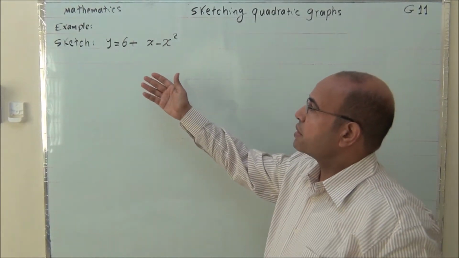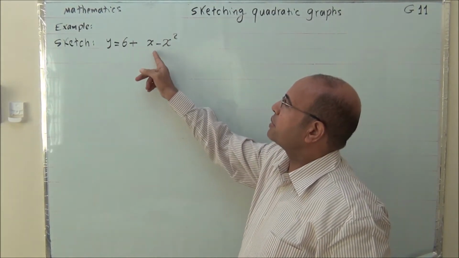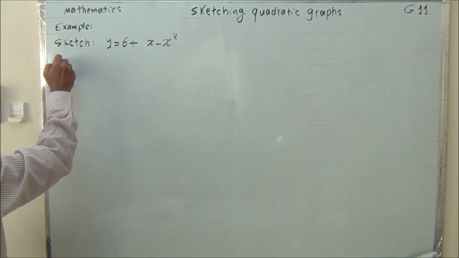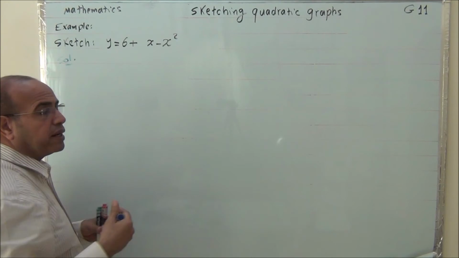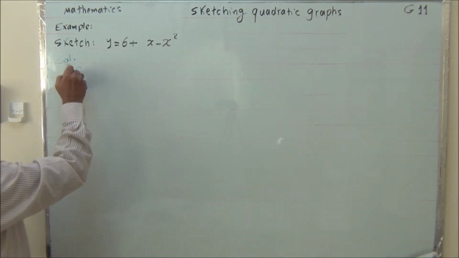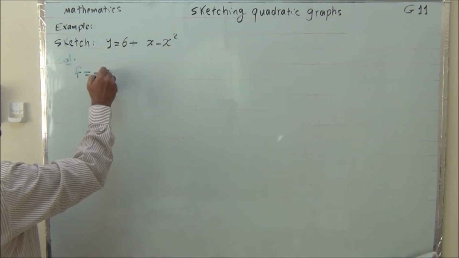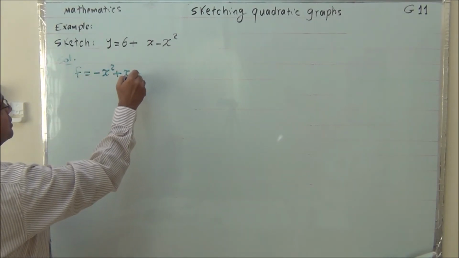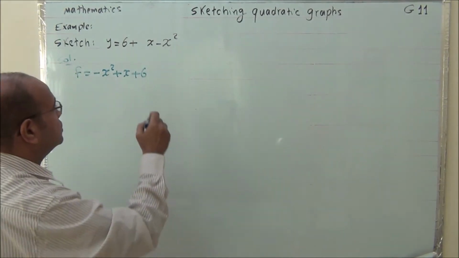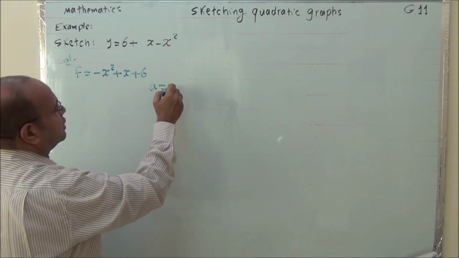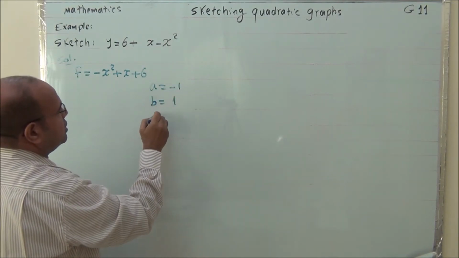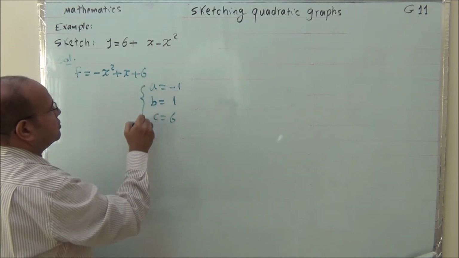Let us see another example. Sketch y equals 6 plus x minus x squared. The solution starts with rearranging the function. So y equals negative x squared plus x plus 6. From this we can write a, b, and c, the coefficients. A is the coefficient of x squared, it's negative 1. B, the coefficient of x, is 1. C, the constant term, is positive 6.